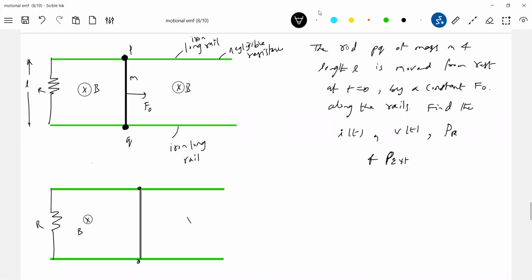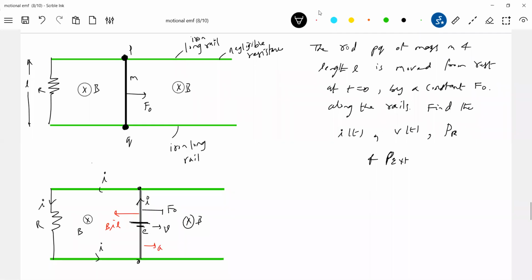Okay, there's a rod. At an instant of time, there'll be a force F naught, and I can replace this rod by a cell of EMF E. Let V be the velocity of the rod, and from Lenz's law, the direction of induced current is towards left, so anti-clockwise, and BIL force will act here. Then the rod will accelerate.